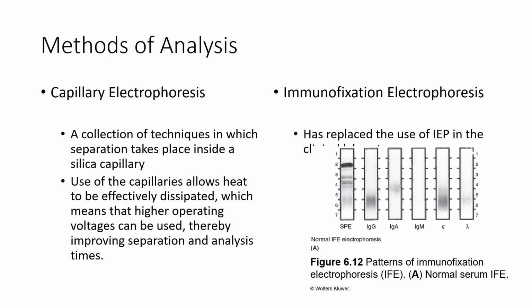Capillary electrophoresis is similar to serum protein electrophoresis. It's just that instead of taking place on a membrane, it takes place in a capillary tube. The use of capillaries allows heat to be effectively dissipated, which means higher operating voltages can be used, and that improves the separation and analysis. Immunofixation electrophoresis also is commonly used. It allows us to identify the proteins using antibodies. We run the typical electrophoresis, and then we use antibodies to help stain the membranes, and we can evaluate them that way.